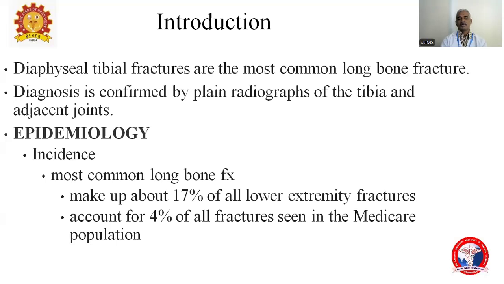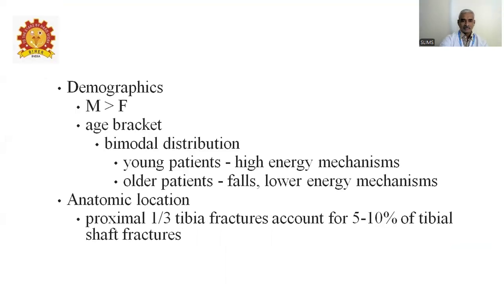It makes up about 17% of all lower extremity fractures. It accounts for 4% of all fractures seen in the Medicare population. As you all know, males are more affected than females. It occurs in all age groups, with a bimodal distribution. In younger patients, it is high energy, road traffic accidents, fall from height. In elderly people, it is low energy, slip and fall, twist injury to the leg. Proximal third tibia fractures account for 5 to 10% of all tibial shaft fractures.